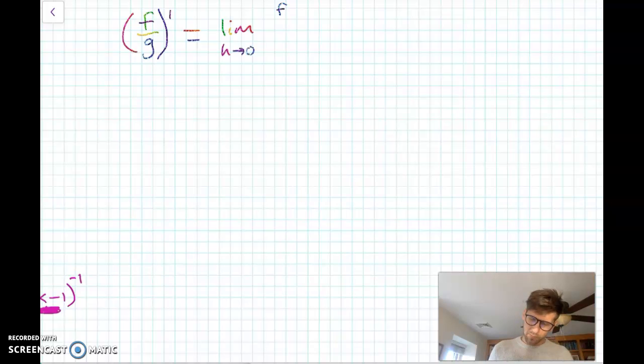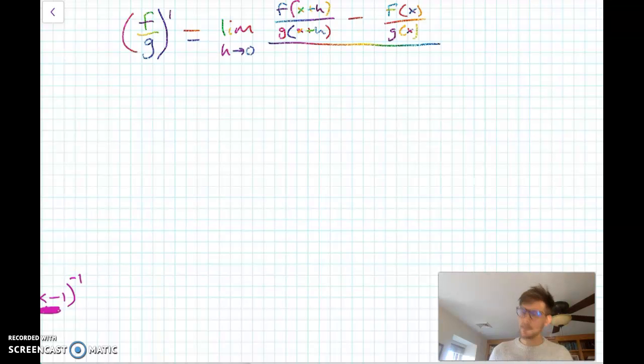But in this case, I'm going to have f of x plus h over g of x plus h, and then that's minus f of x over g of x, and that is all being divided by h. So it looks like the cases we've looked at in the past, here we're just using the function notation, adding a bit to the input and taking away from the original function.